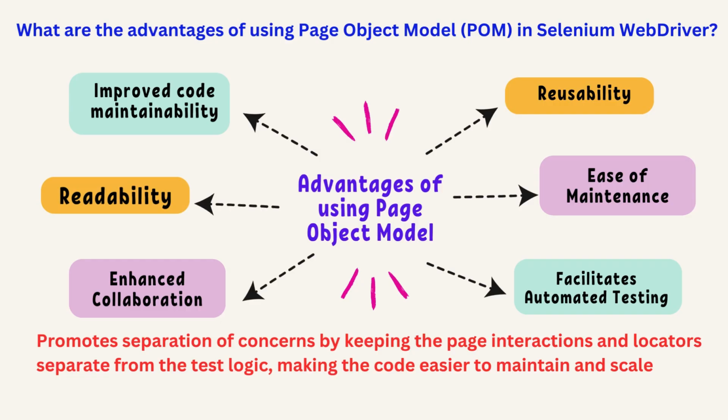What are the advantages of using Page Object Model, POM, in Selenium WebDriver? The advantages of using Page Object Model include improved code maintainability, reusability, readability, ease of maintenance, enhanced collaboration, and it facilitates automated testing. Also, it promotes separation of concerns by keeping the page interactions and locators separate from the test logic, making the code easier to maintain and scale.